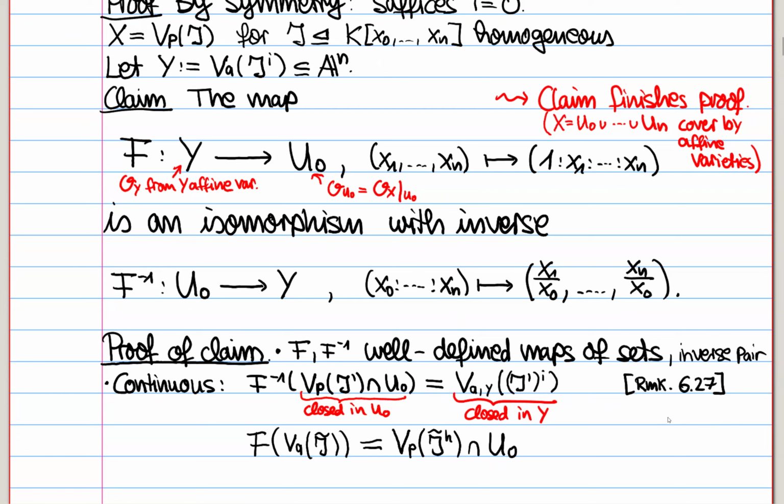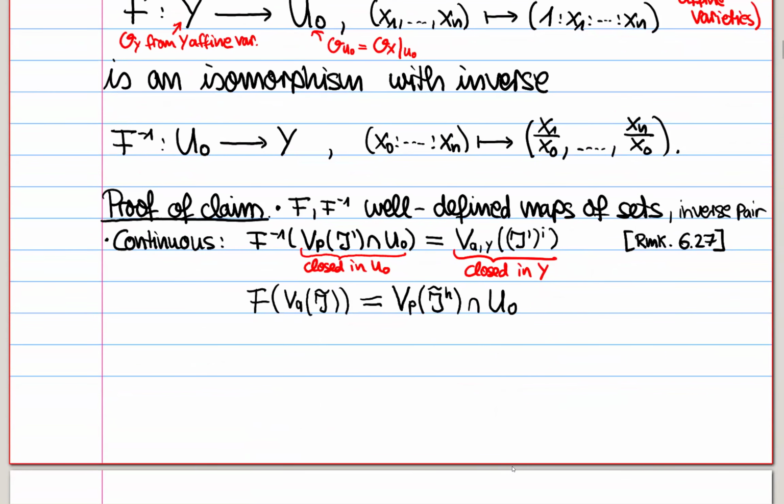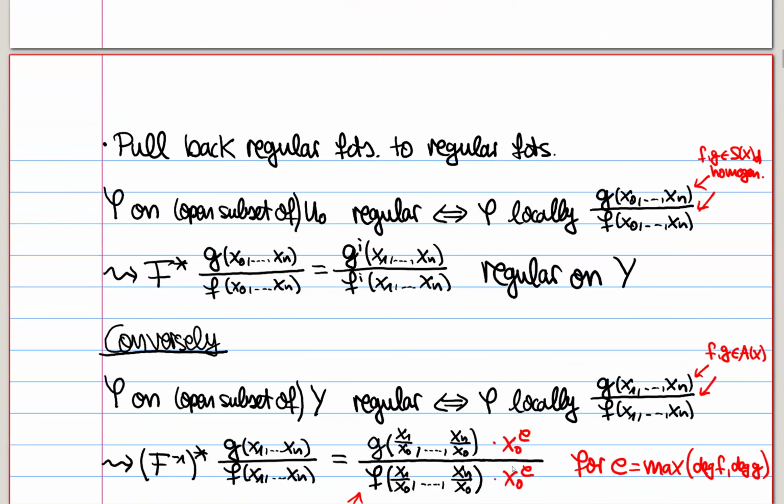And this was done in some remark. And then similarly in the other direction, if you take F of some affine vanishing locus, then you exactly get this projective vanishing locus here intersected with U_0. So the correspondence between the closed sets on one side and the other side is just the usual correspondence between closed sets in projective space and in these affine patches. So we have an isomorphism of topological spaces. And so now we can finally check that regular functions pull back to regular functions, the final part.